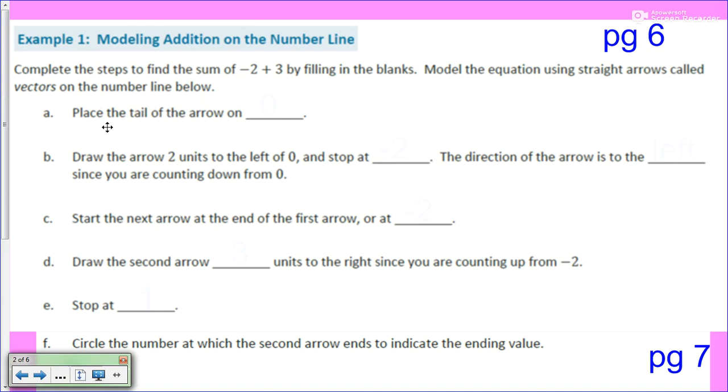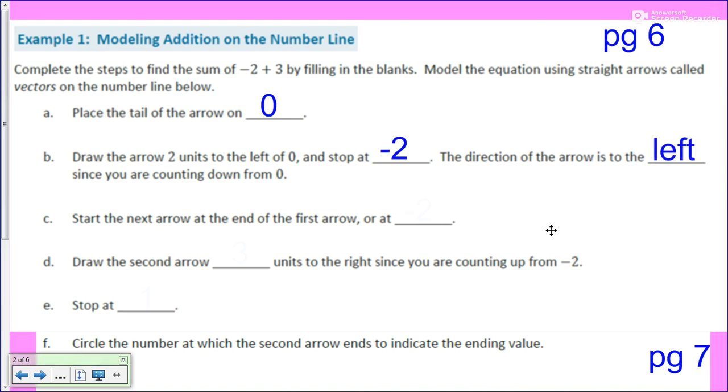All right, so when we start, remember from lesson 1, we always start at the number 0. So when we want to start drawing our vectors or our straight lines instead of bumps like we did before, we're going to place the tail of our arrow on that number 0, right? That's our starting point. So then, because our first number that we're using is -2, we're going to draw the arrow 2 units to the left of 0 because we talked about those negative numbers are to the left. And because we're drawing 2 spaces, right, that distance is absolute value, but 2 spaces to the left is that number -2. And then again, it's to the left because we're counting down with a negative number.